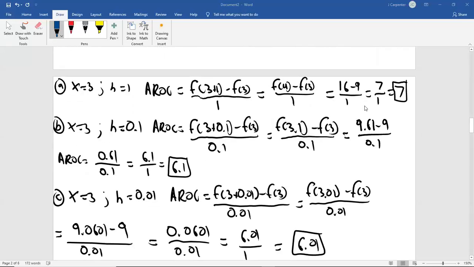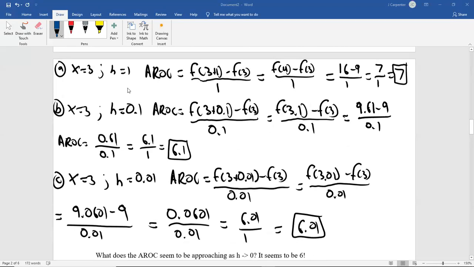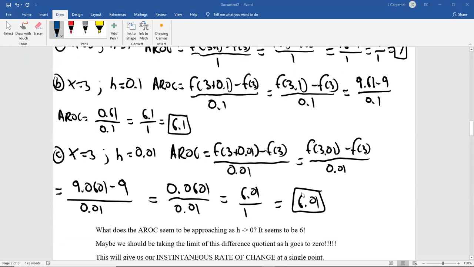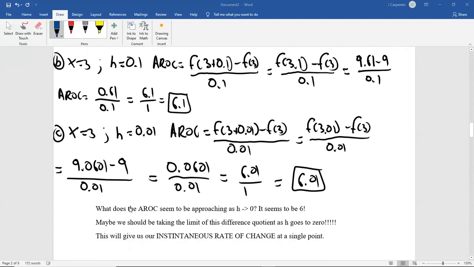So what I was saying was, when we had an h value of 1, the slope going from 3 to 4 was 7. Then we went from 3 to 3.1, and it was 6.1. Then from 3 to 3.01, it was 6.01. As we make this h smaller and smaller, we're getting closer and closer to a value of 6. What does the average rate of change seem to be approaching if we keep making h smaller, like 0.00001? It would probably be 6.00001. It seems to be going towards 6.